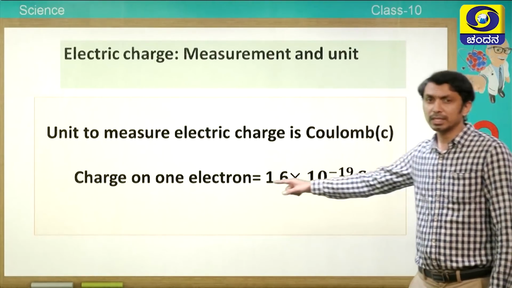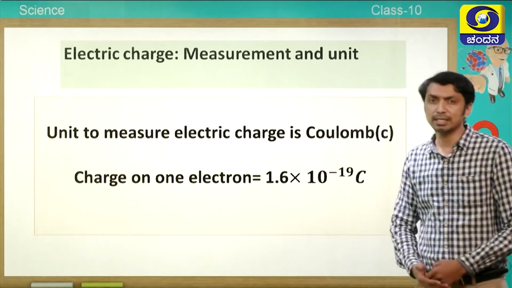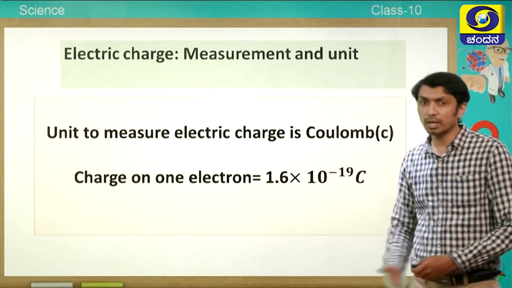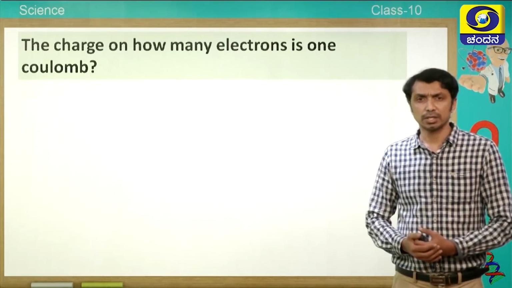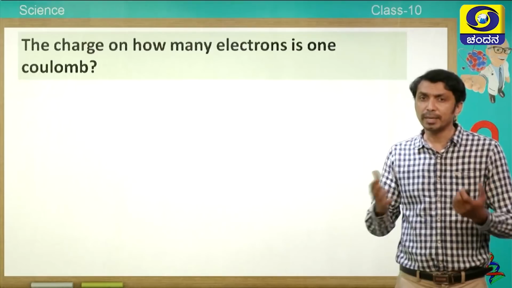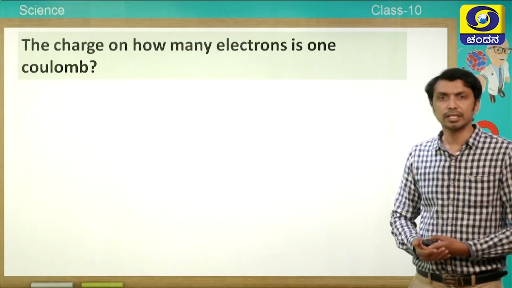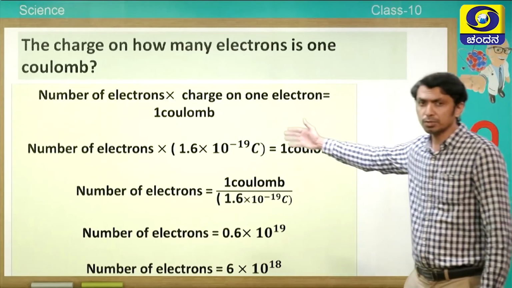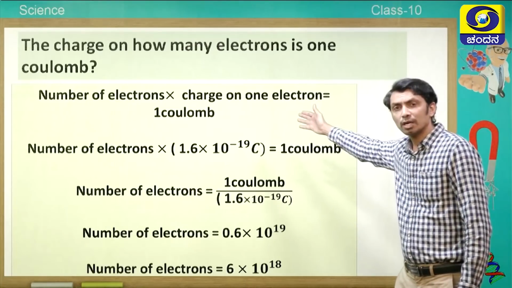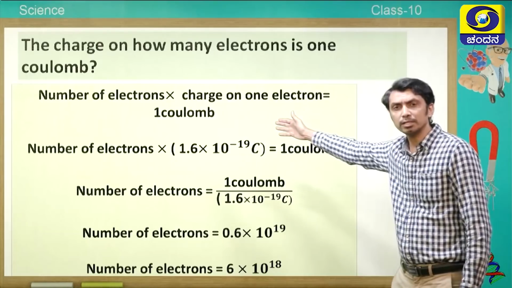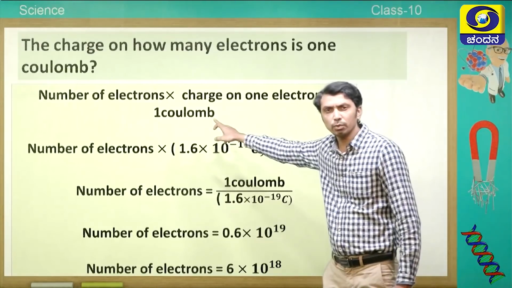Now you know that the charge on one electron is 1.6 × 10^-19 coulomb, which is a negative charge for an electron. Now the question is, how many electrons will make the charge equal to 1 coulomb? How can we calculate it? Come, let us find it out. Here we are making use of this equation: number of electrons × charge on one electron is equal to 1 coulomb. That means, how many electrons should we add to make the charge equal to 1 coulomb?